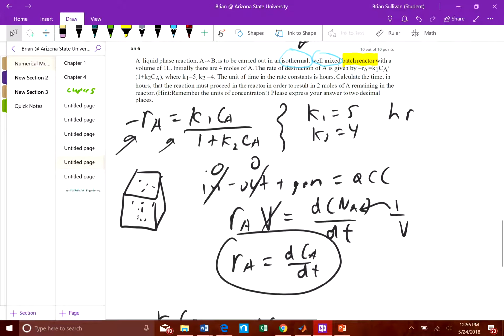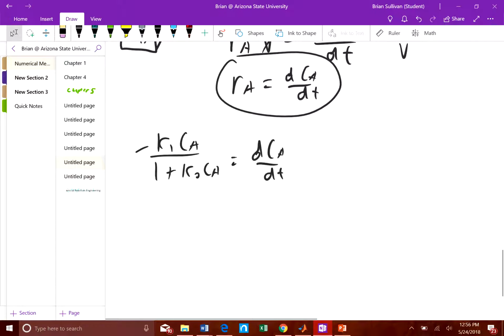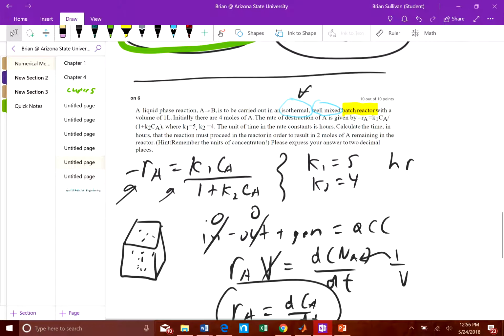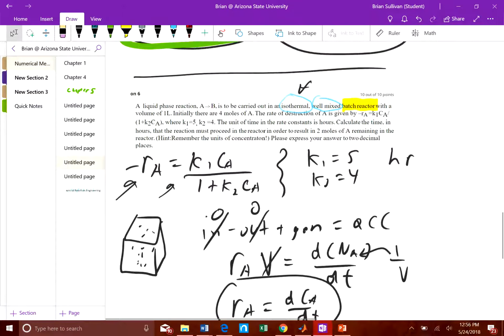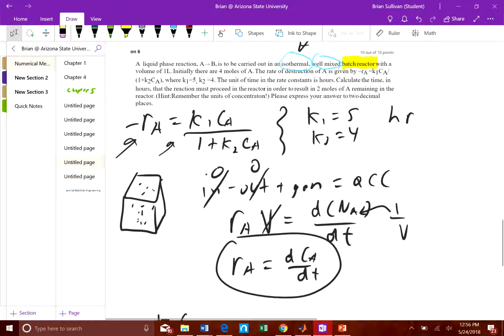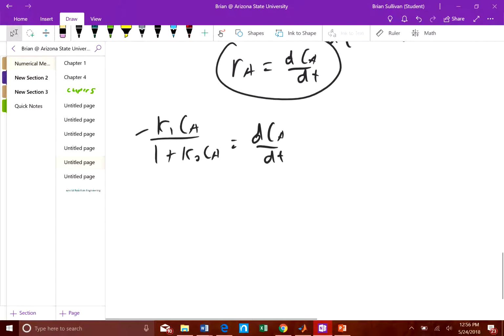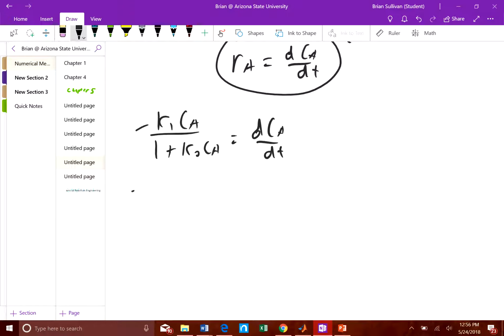Okay, guys, we're almost there. We're doing good. So what are they giving us in the problem? They tell us to calculate the time in hours, so we're going to be aiming for time. How about we move the time to one side of the equation? So we can do negative K1 Ca over 1 plus K2 Ca dt equal to dCa.